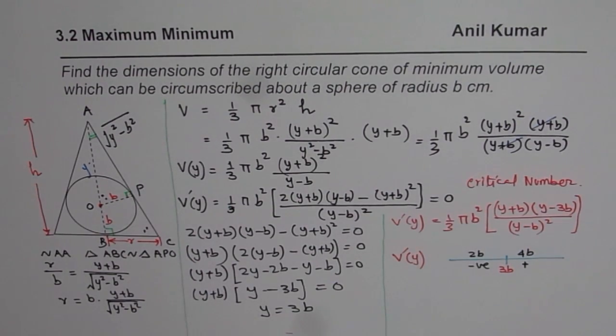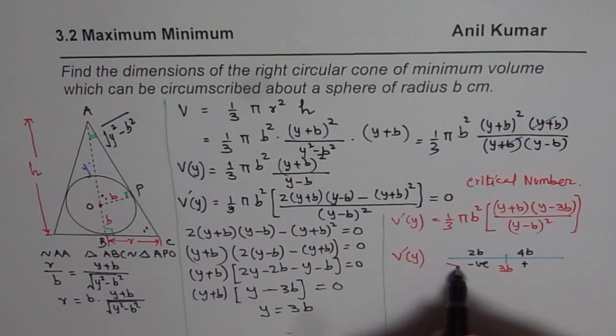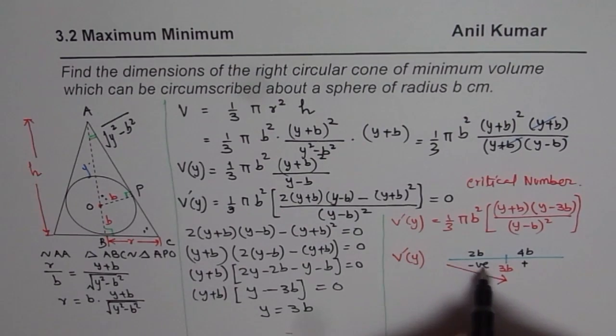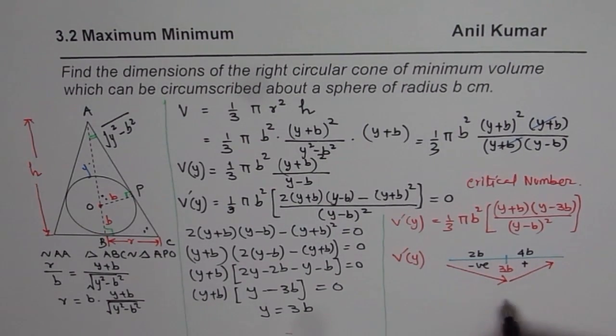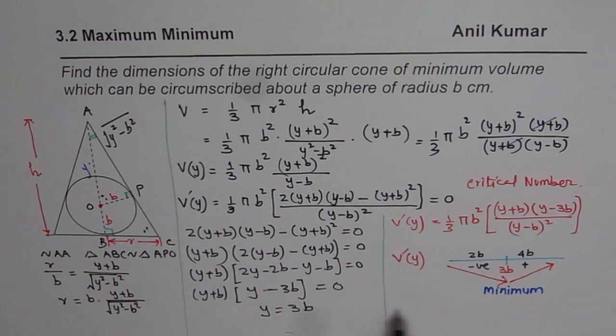Now negative means that the derivative will be decreasing, so the function is decreasing. Do you see that? That is negative. And positive means the function is increasing. So clearly what we get here is a minimum. So from the first derivative test, we get a minimum at y equals 3b, right?